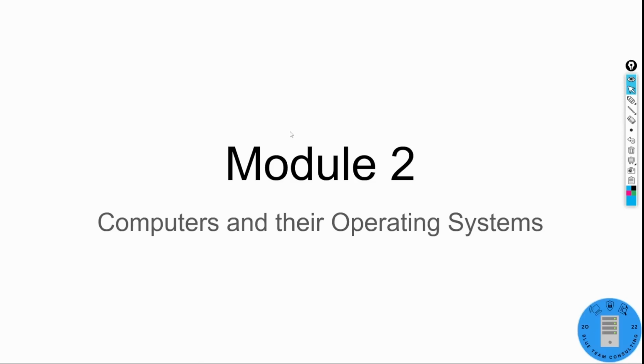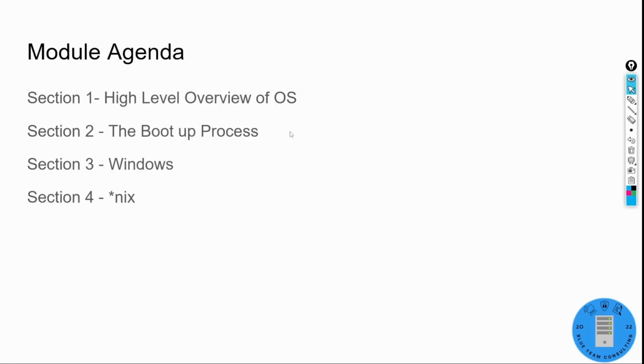Welcome to Module 2, where we're going to be covering computers and their operating systems. Going over the module agenda, we have 4 sections here. Section 1 is going to be a high-level overview of operating systems. Then we'll move into the boot up process, go into a good Windows section, and wrap up with Unix to cover our Unix, Linux, and Mac OS operating systems.